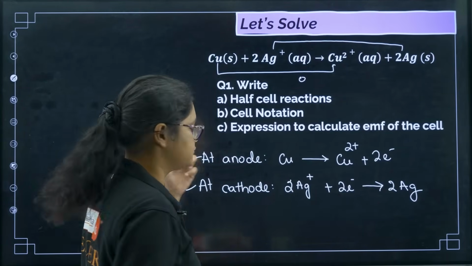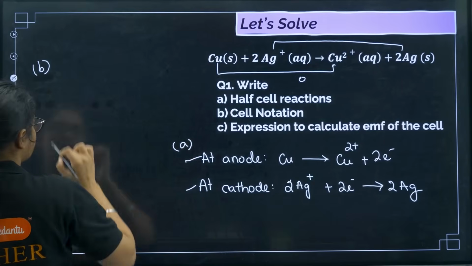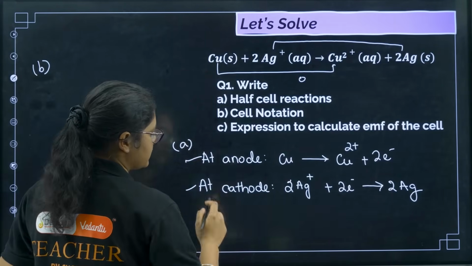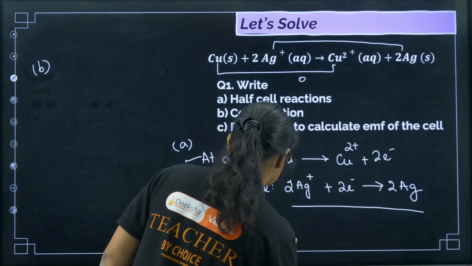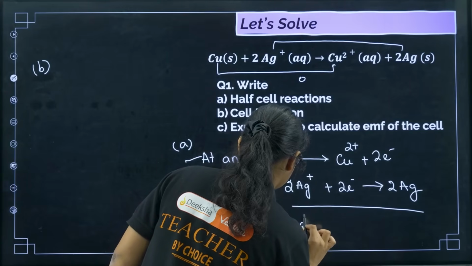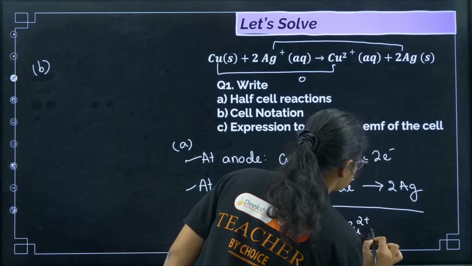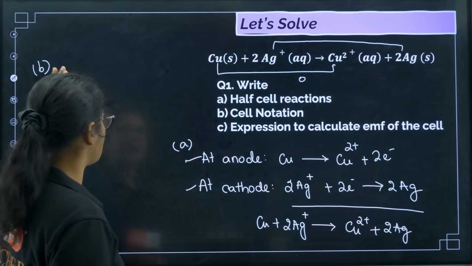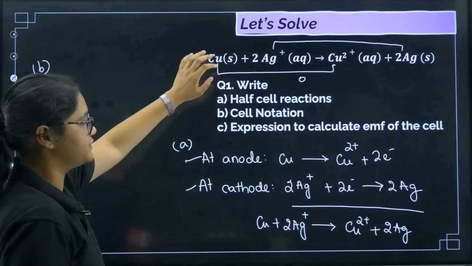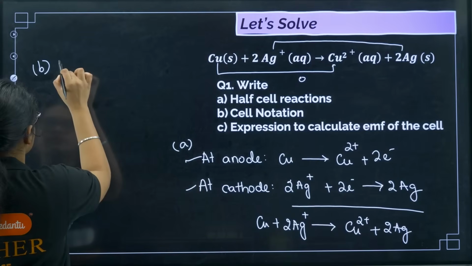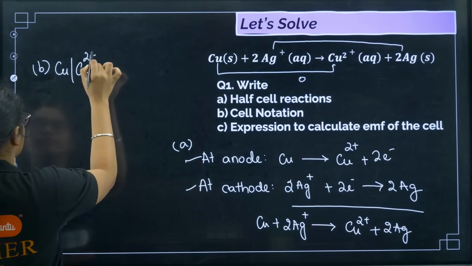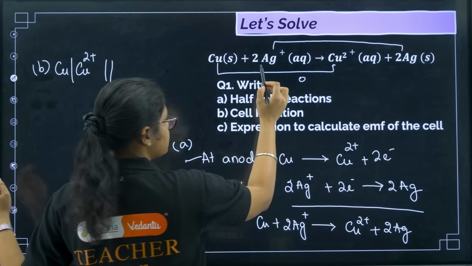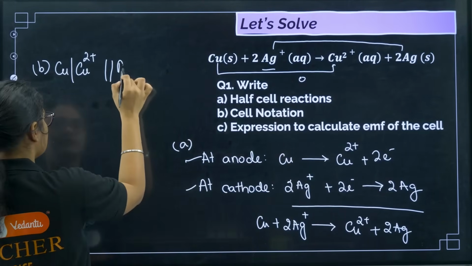Next, B is cell notation. For cell notation, what do we have to do? First you have to find out the oxidation part. Let me write down the full cell reaction: Cu + 2Ag+ gives Cu2+ + 2Ag. You know that you have to start from the left hand side, and on the left hand side we have oxidation. So copper is undergoing oxidation, so it has to be Cu to Cu2+. Then after that the salt bridge will come. On the right hand side there will be reduction, from Ag+ to Ag.